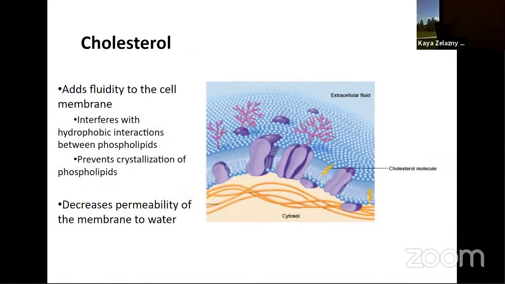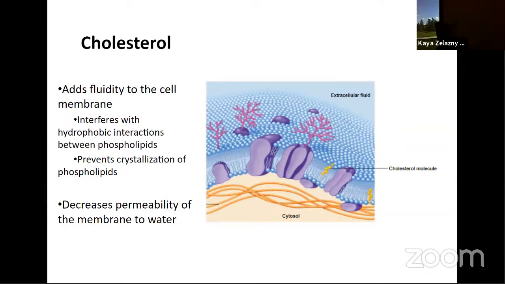Our cholesterol is there. Humans are animals, so cholesterol is present in animal cells. We are animals. What it's doing is adding fluidity to the cell membrane. We think of it as a buffer. It prevents these membranes from either getting too jiggly, too fluid, or too stiff.